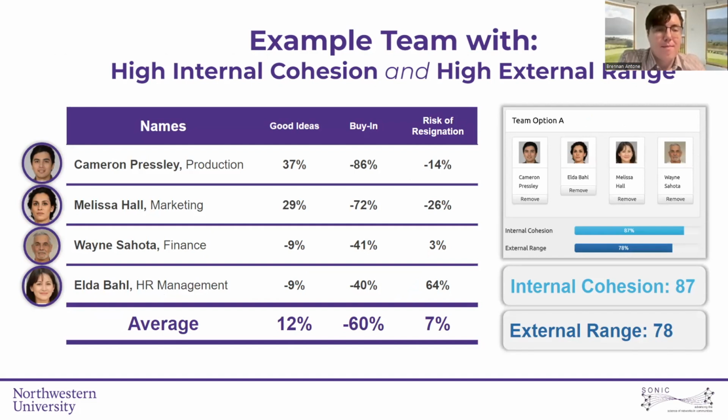So people really want to chase a very high score of internal cohesion and external range on that platform, and they test out all different combinations of team members to see if we can get a good score. And so usually we'll show people this kind of case. We have a very good score on internal cohesion and external range.